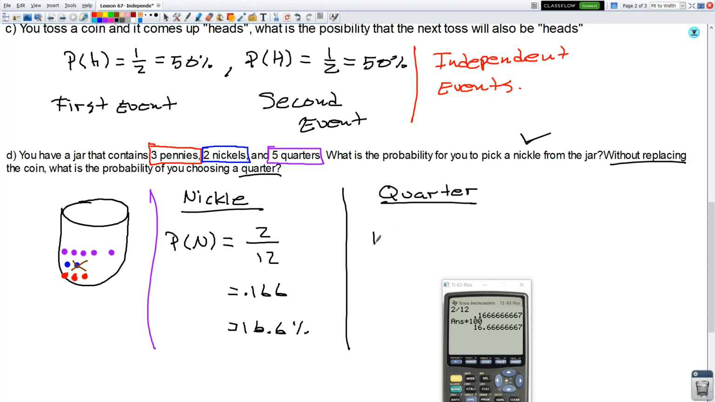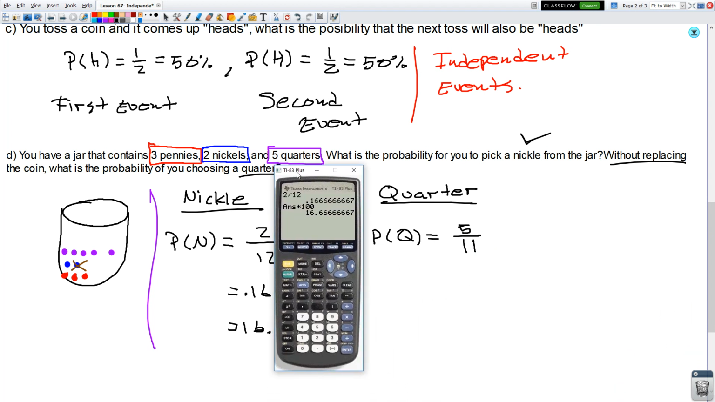Well, let's see. The probability for us to be choosing a quarter is going to be, how many quarters are there for us to choose from? There are 5 different options. Those are the 5 different quarters that we have. But now, how many coins are there in the jar? Well, we don't have the same number anymore, because we took one out and did not replace it.